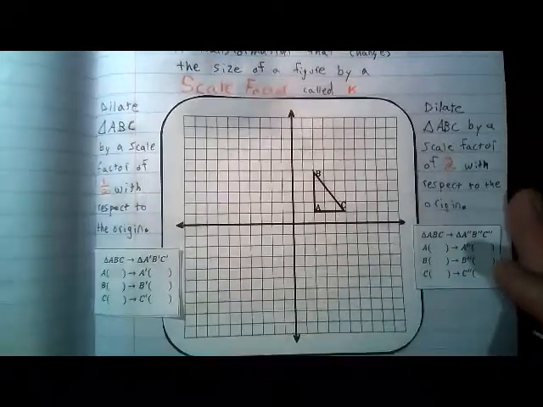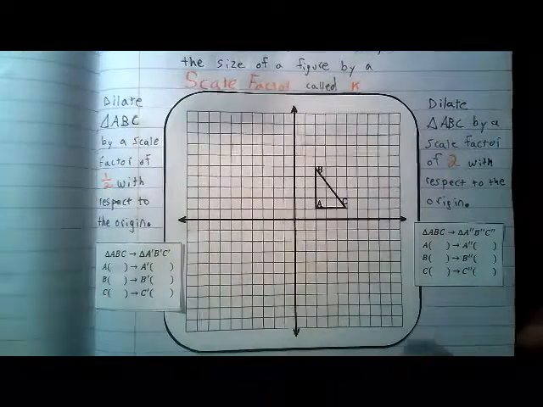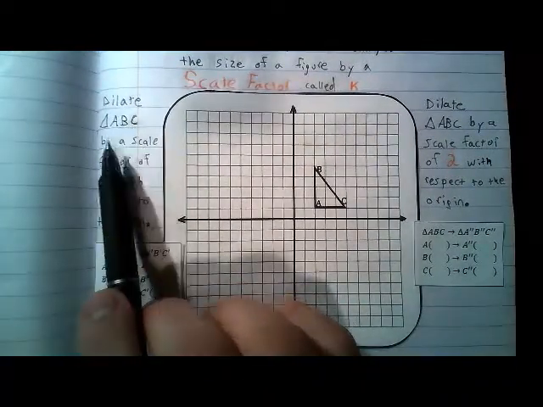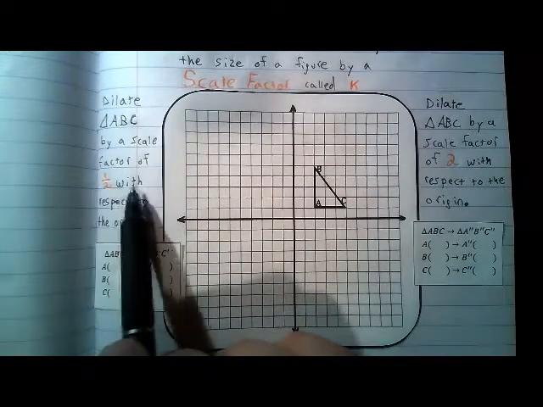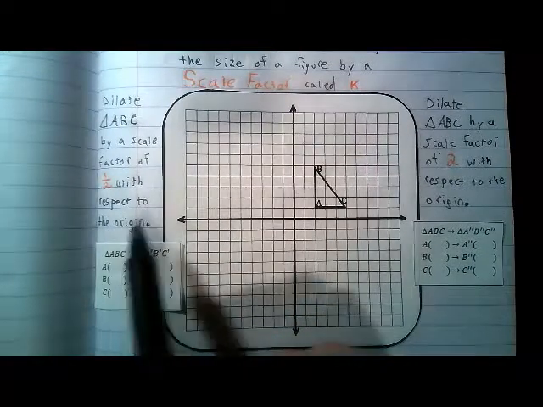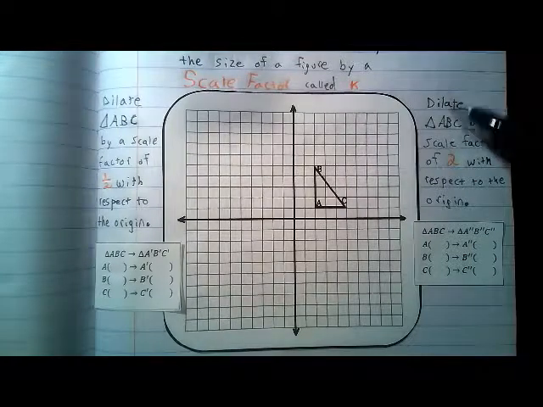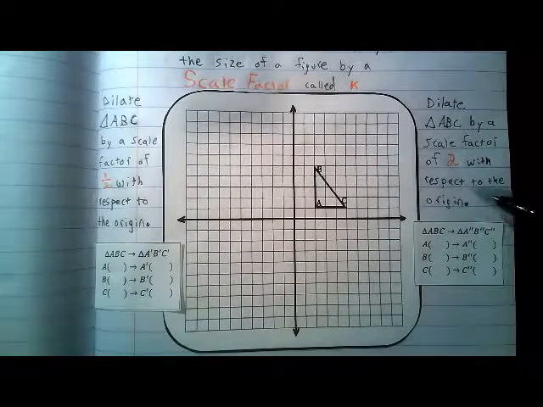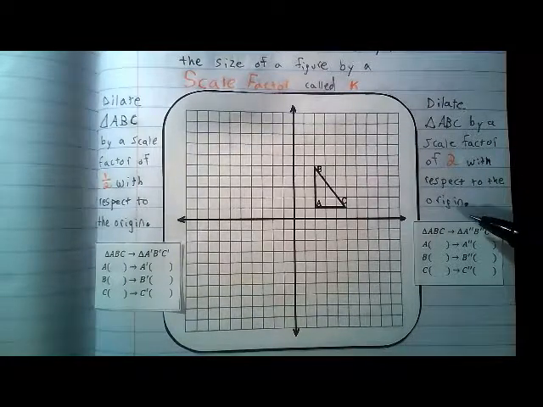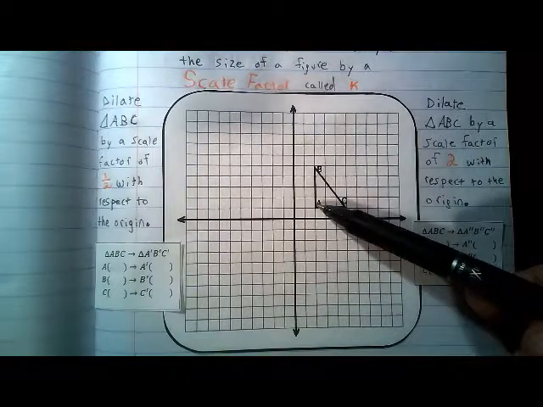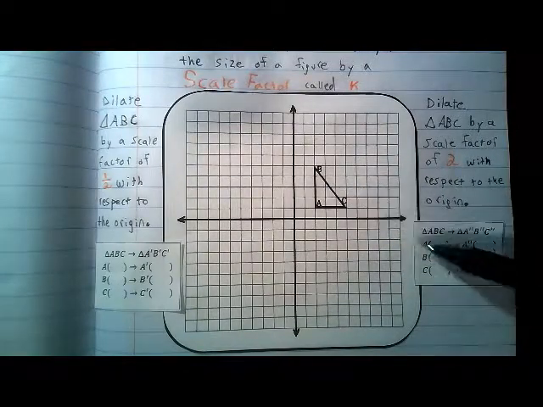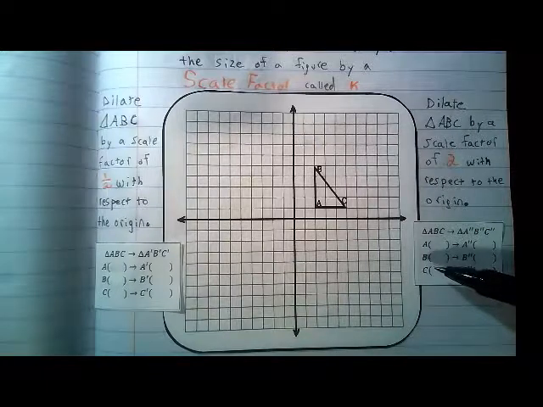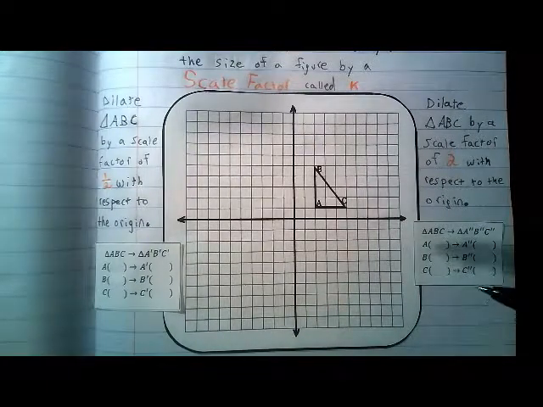And we have two examples we're going to do. The first one is we're going to dilate triangle ABC by a scale factor of 1/2 with respect to the origin. In the next one, we're going to dilate triangle ABC by a scale factor of 2 with respect to the origin, and we're going to see how that changes the points. Right now, we can fill in the points A, B, and C on each of these charts. A is at (2, 1), B is at (2, 5), and C is at (5, 1). So you can pause the video and do that now.